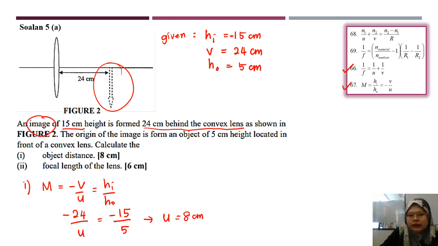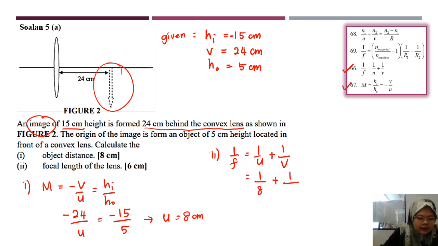Alright, so lepas tu daripada situ we can find the focal length of the lens. Because we already have U, you ada V, and then we can use equation 66 which is 1 over F equals to 1 over U plus dengan 1 over V. So 1 over U is 1 over 8 plus dengan 1 over V which is 1 over 24. Dekat sini you akan dapat the focal length equals to 6 cm. You mesti dapat focal length yang positif, sebab dia adalah convex lens. So bila convex lens, focal length dia adalah positif.